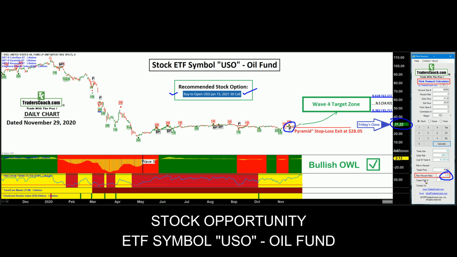All right, so the target zone on this is between $45.71 all the way up to $63.15. And how did we get that target zone? Well, that is what we call a wave 4 Fibonacci retracement target zone. And this target zone has a 70% probability of being met based on a wave 4 projection. Nothing's guaranteed, but it's a high probability trade.